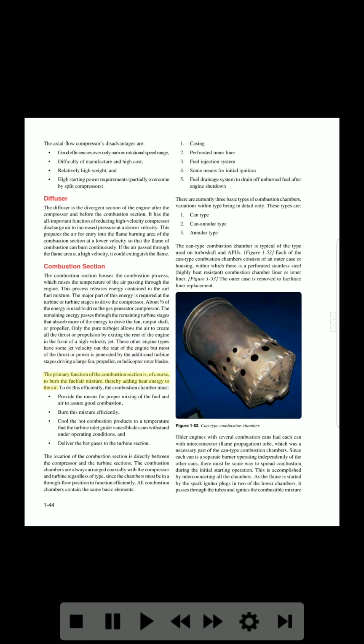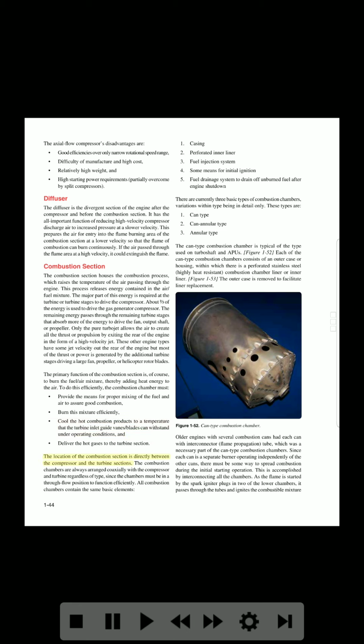The primary function of the combustion section is, of course, to burn the fuel/air mixture, thereby adding heat energy to the air. To do this efficiently, the combustion chamber must provide the means for proper mixing of the fuel and air to assure good combustion, burn this mixture efficiently, cool the hot combustion products to a temperature that the turbine inlet guide vanes/blades can withstand under operating conditions, and deliver the hot gases to the turbine section.